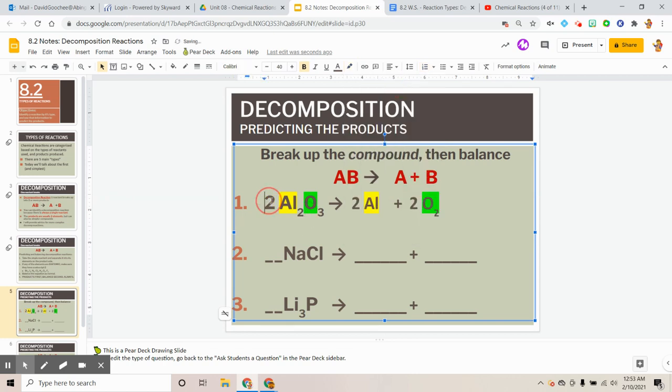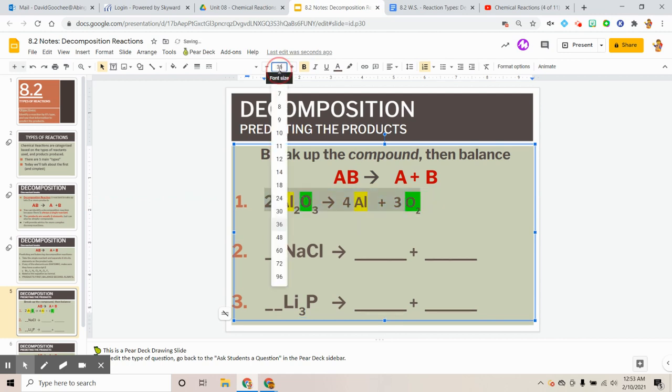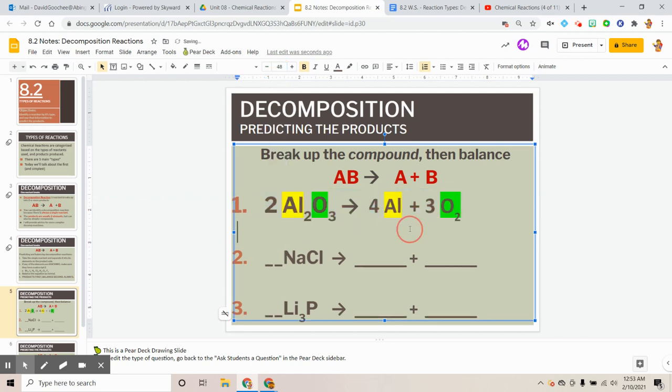So now I've got 6 oxygens over here, which means I got to turn this into a 3. Okay? But I also have 4 aluminums now. It's Al2, and I've got 2 of them, so I've got to make this into a 4. Okay, and this is the complete balanced equation. The first thing I did was I predicted the products, and then I balanced the equation. Okay, predicted first, and then balanced. Okay, on to the next one, NaCl.